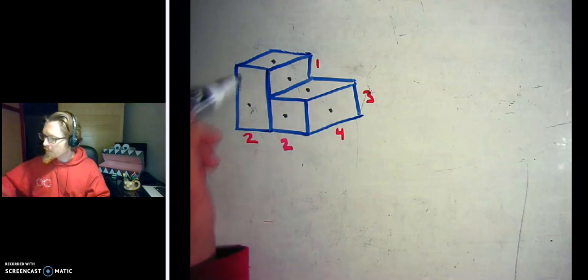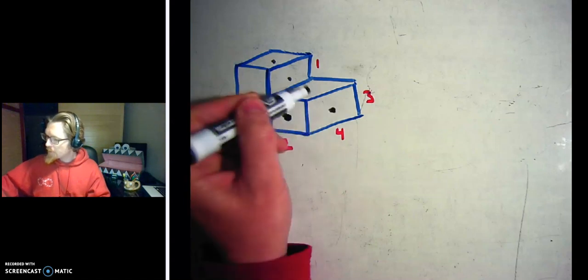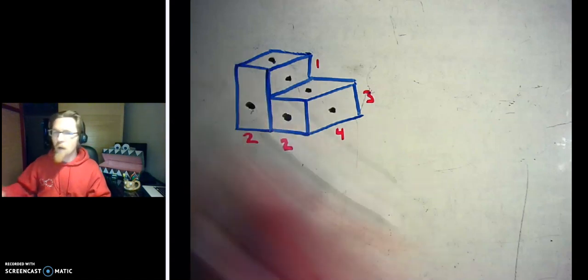Surface area is the sum of the areas of all of the faces of a given object. A face is kind of like a side. So here's a face and here's a face. All of these black dots are on the faces.